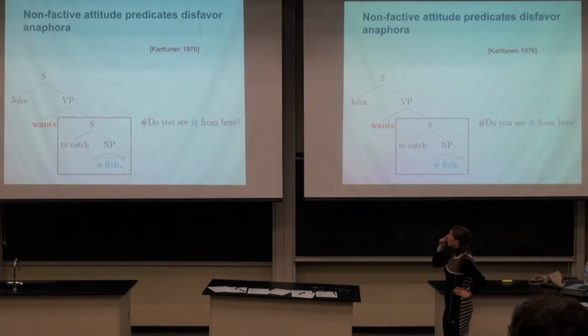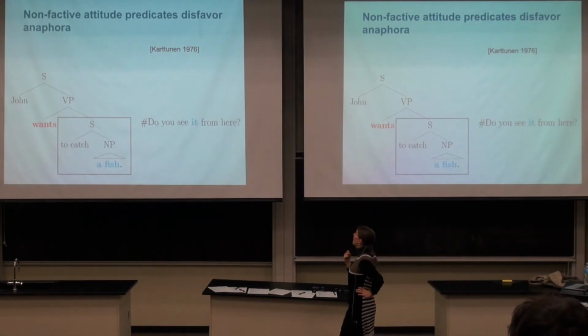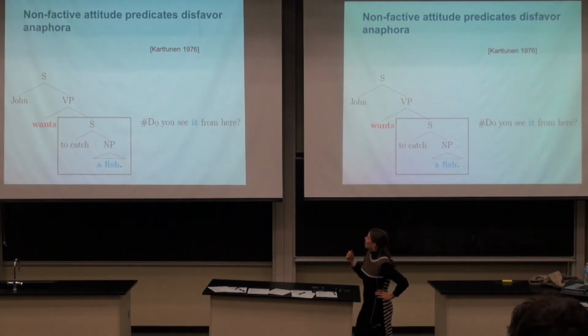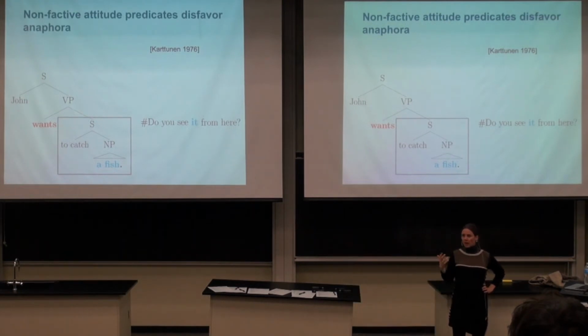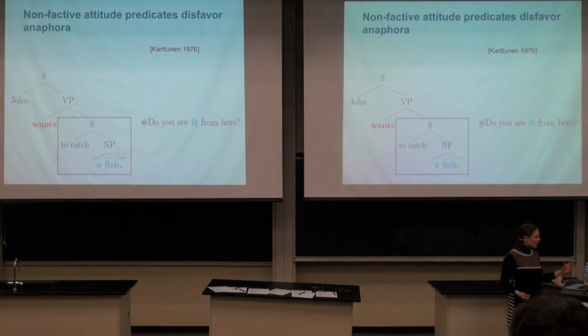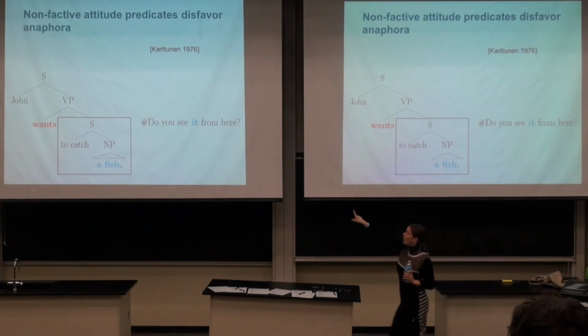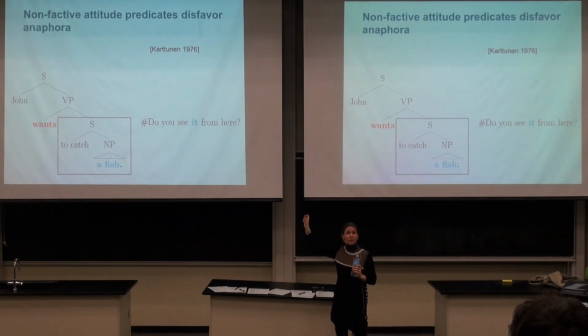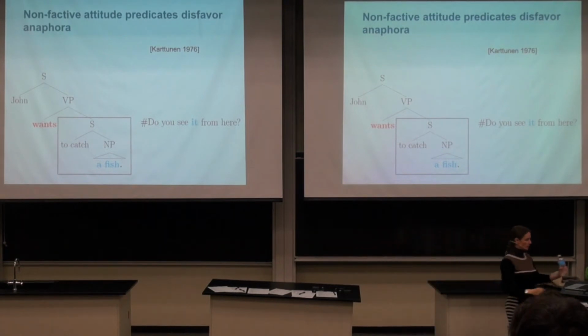Then further, Karttunen also observed that you have the same thing with what's called non-factive attitude predications. If I say something like, John wants to catch a fish. Do you see it from here? Again, a bit anomalous. So wanting to catch a fish doesn't guarantee the salience and even the existence of the fish. And so the fish has no status outside the semantic scope of this attitude predicate. And that's why it makes it weird to have this pronoun later.